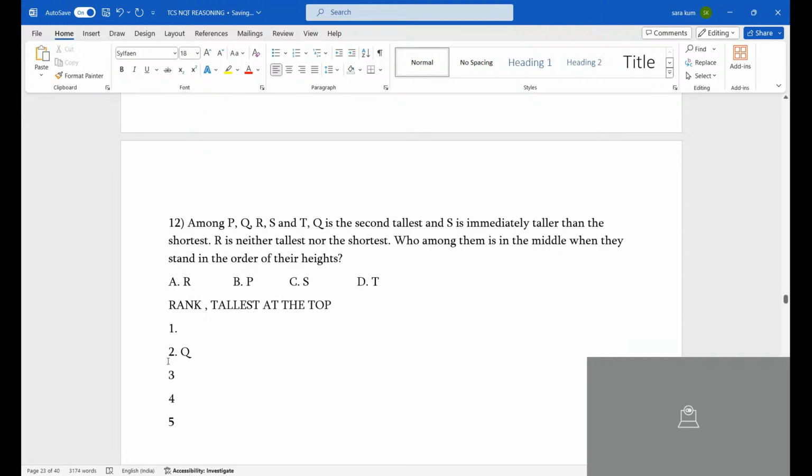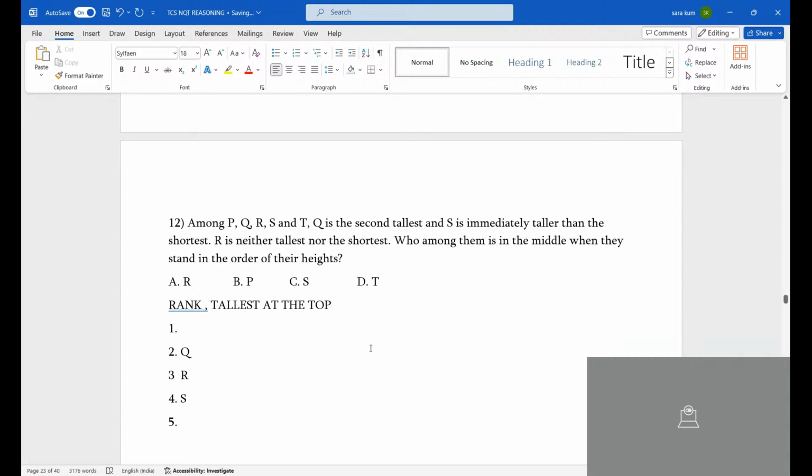Okay. So Q is the second tallest, and S is immediately taller than the shortest. The shortest must be at the fifth position. So S is immediately taller, which means at the fourth position we'll have S. And R is neither tallest nor the shortest, so you cannot put R here nor here. Therefore R should be at the third position.